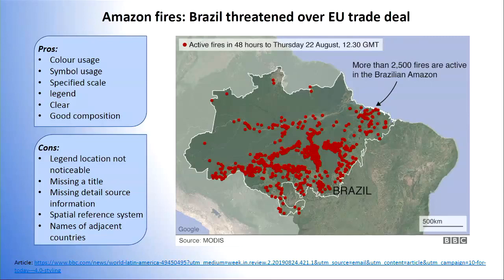However, some information is not properly displayed. The legend is located at the upper left corner, which is not very noticeable. In addition, the map is missing some basic information such as the title, detailed source information, the spatial reference system information, and detailed location names such as the names of adjacent countries.